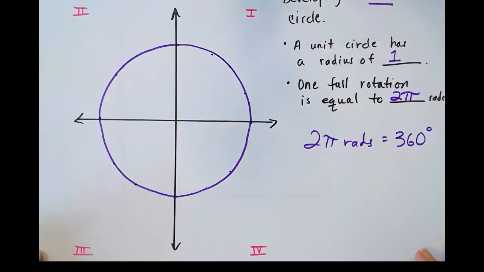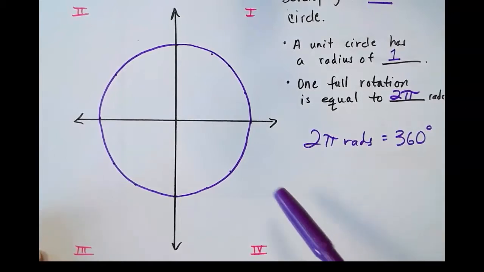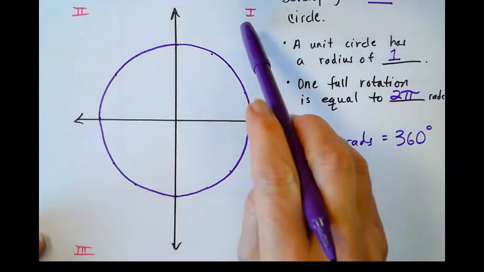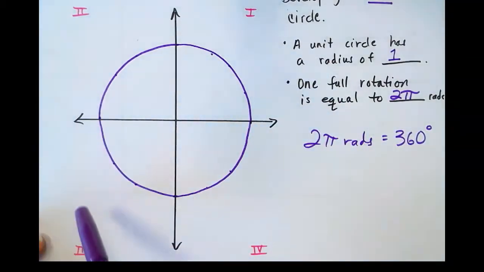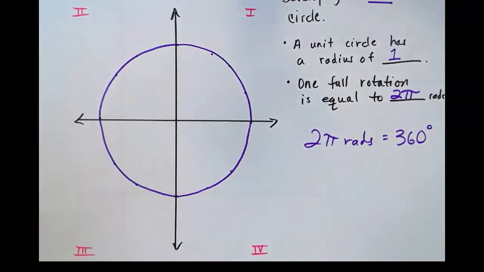Just some other quick reminders here. Our unit circle is on the coordinate plane, and the coordinate plane does have the 4 quadrants. Quadrant 1, quadrant 2, quadrant 3, and quadrant 4. What we're going to do is take a more detailed look at quadrant 1, because quadrant 1 kind of gives us everything we need to know to fill out the rest of the circle.